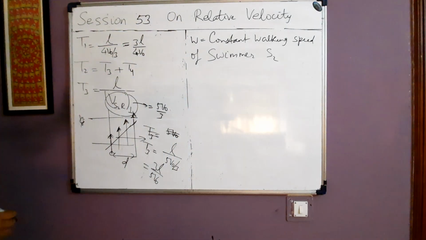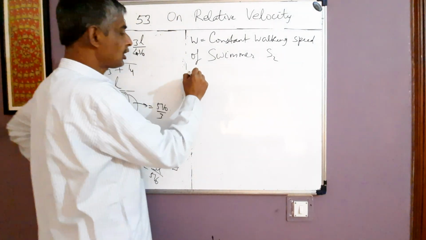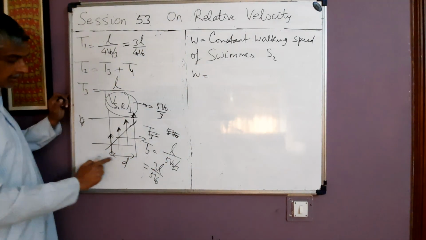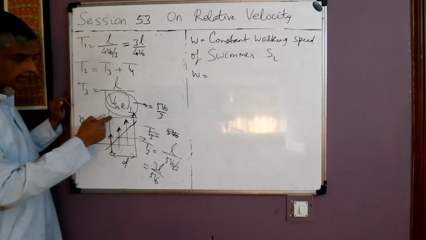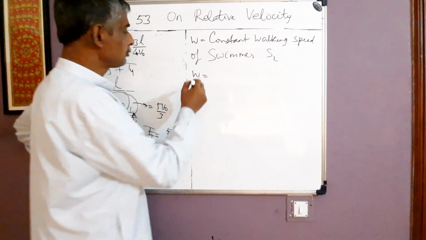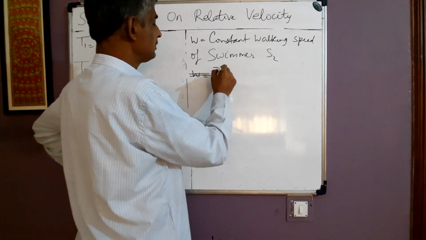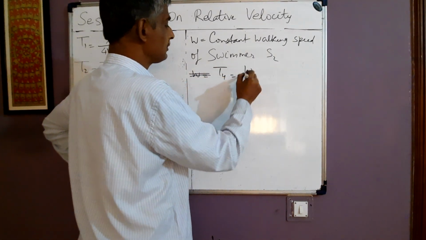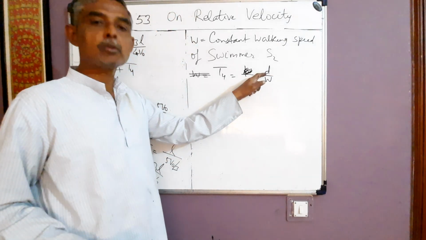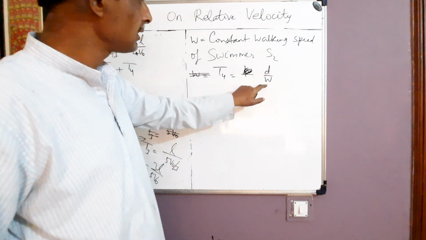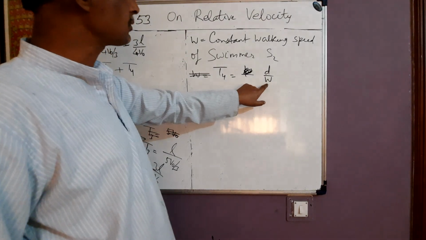W is the constant walking speed of swimmer S2. S2 has drifted a distance D, so he walks a distance D on the north bank at a constant speed W. That means T4 becomes D by W, where D is the distance that swimmer S2 has drifted, which is also the walking distance, and W is the constant walking speed of swimmer S2 on ground.